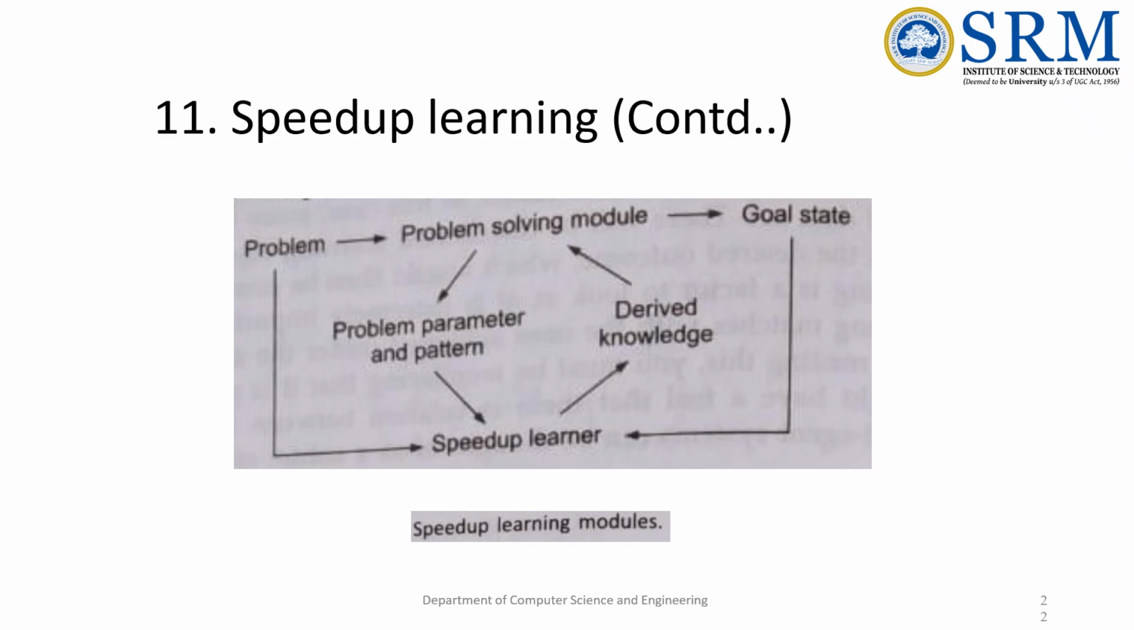There is a problem, a problem solving module, and a goal state, from which knowledge parameters can be derived with the pattern. The speed up learner works with experience, and it can improve accuracy as well as efficiency, and is used in real time systems.